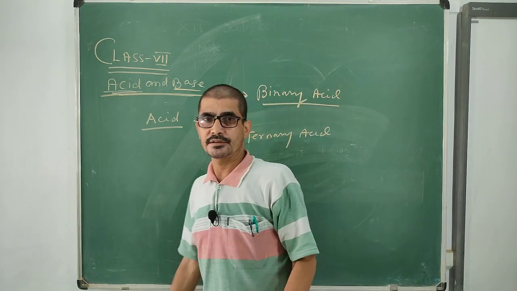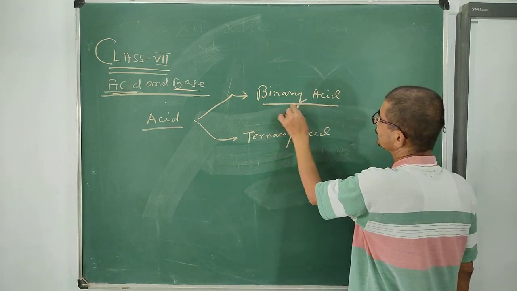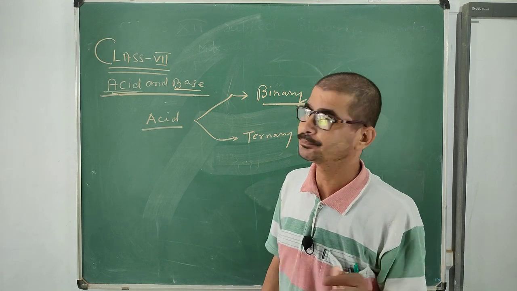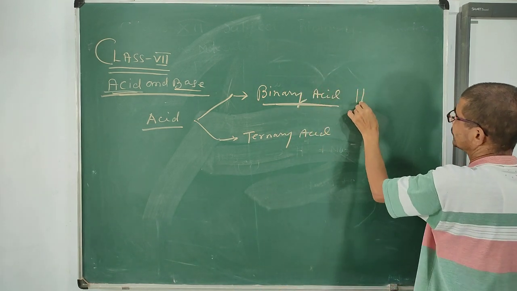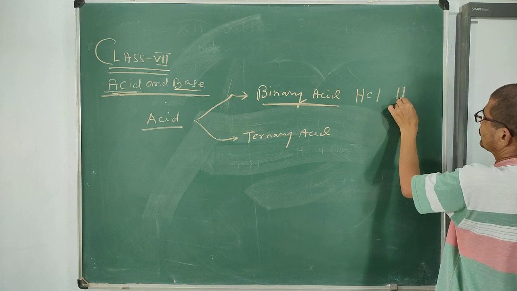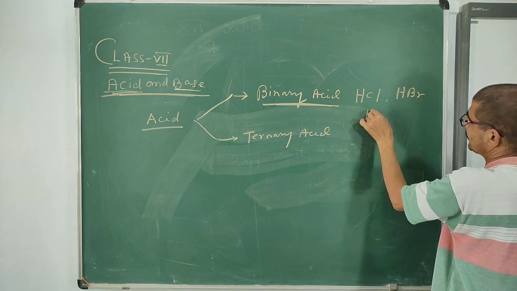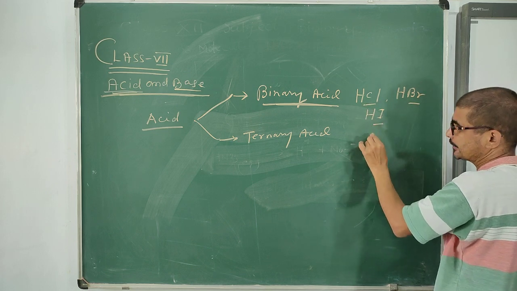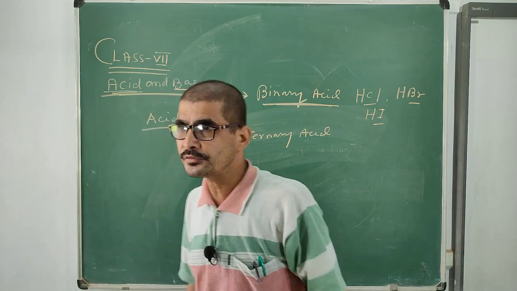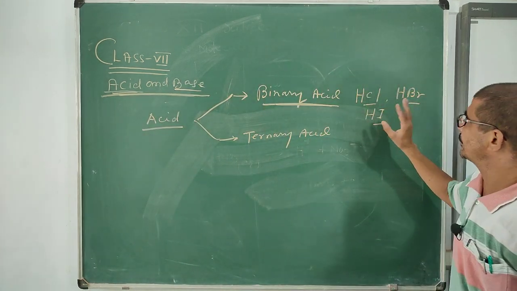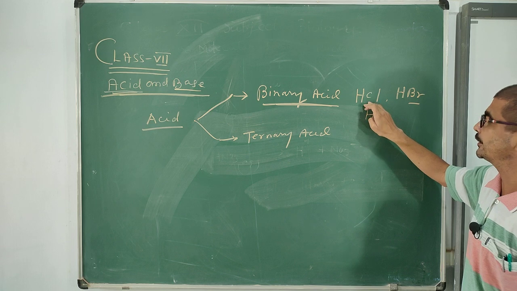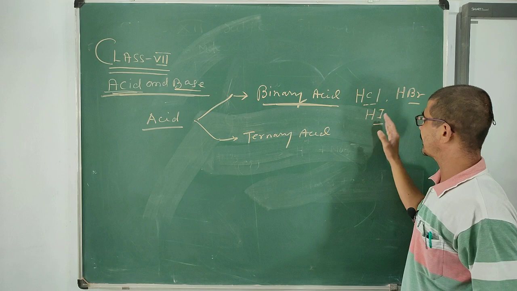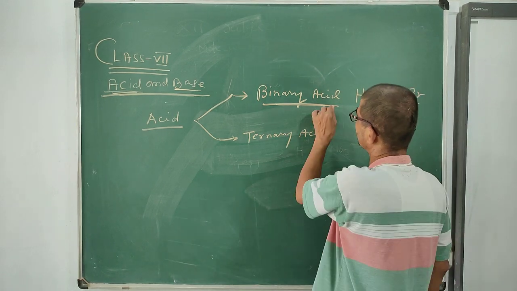In the case of binary acid, an acid which consists of two different types of elements is called a binary acid. For example, hydrochloric acid, hydrogen bromide, hydrogen iodide. These are acids and are called binary acids. Why? Because they consist of two different types of elements: hydrogen and chlorine in hydrochloric acid, hydrogen and bromine in hydrogen bromide, and hydrogen and iodine in hydrogen iodide. So it is called binary acid.